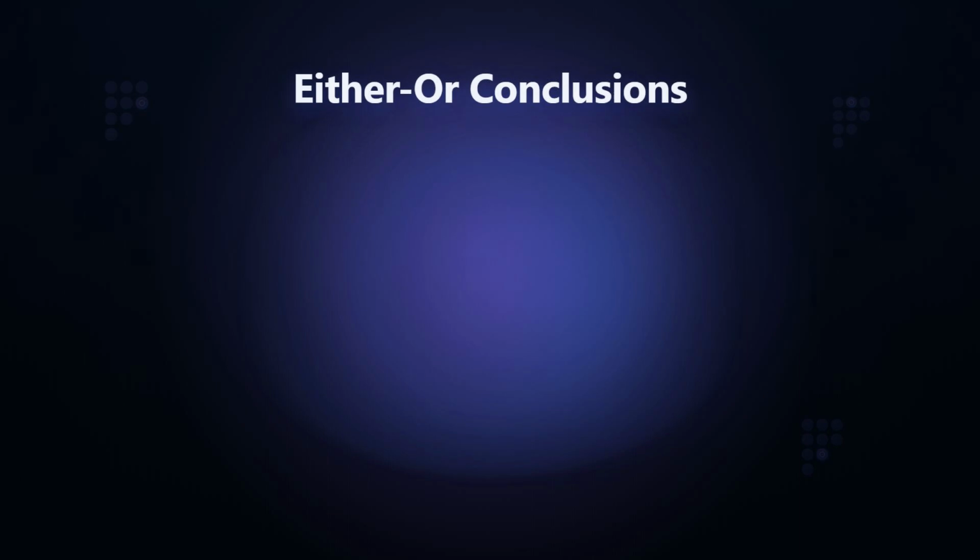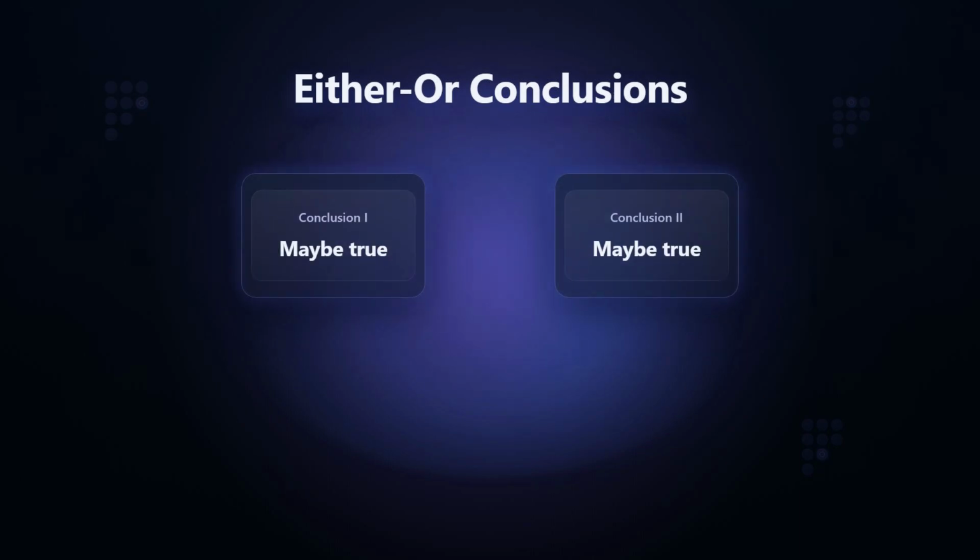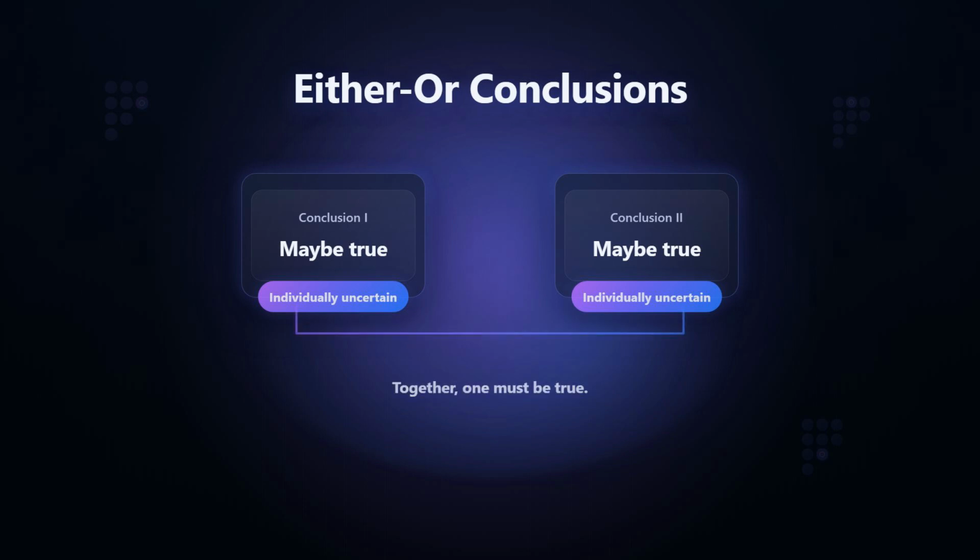Then we have either-or conclusions. Sometimes two conclusions are not individually definite, but the logic says one of them must be true. That is when either-or appears. Think of it like two doors. You may not know which door is correct, but the answer must be behind one of them. So in syllogism, either-or means not this one for sure, not that one for sure, but one of them must follow.